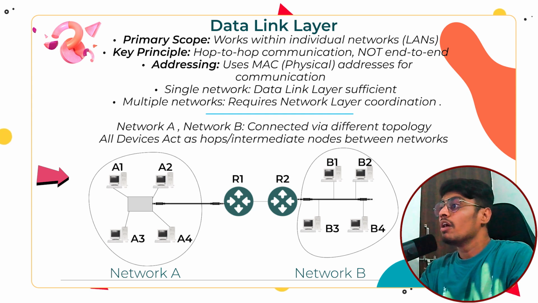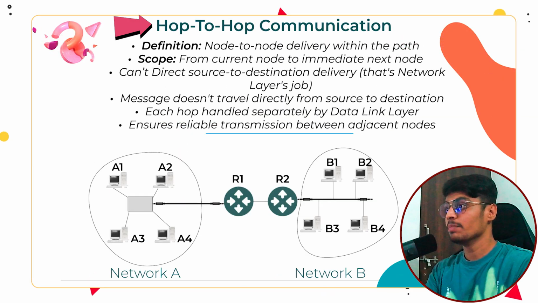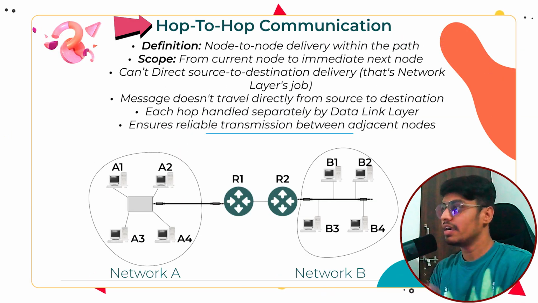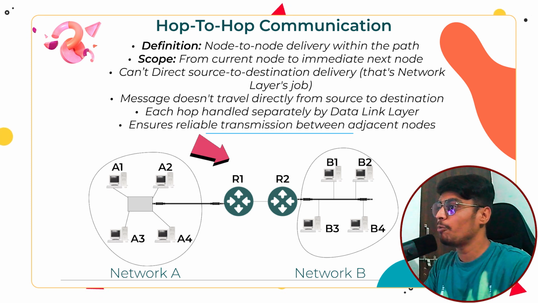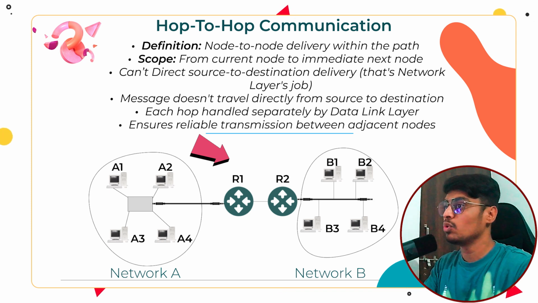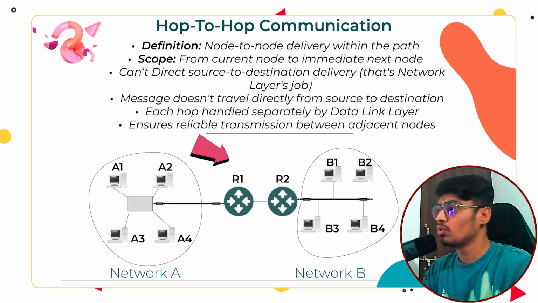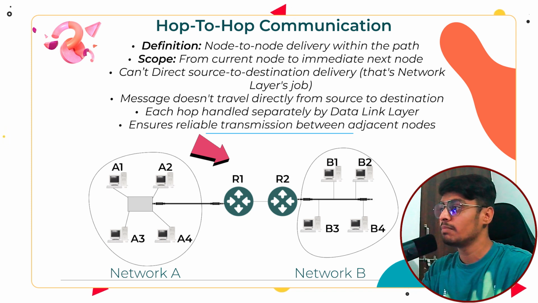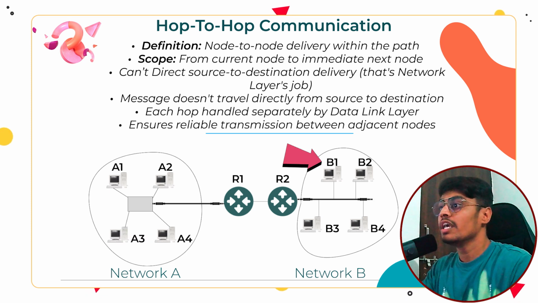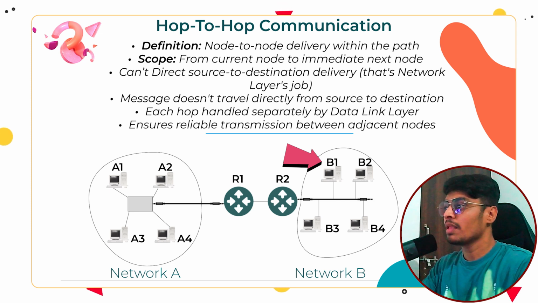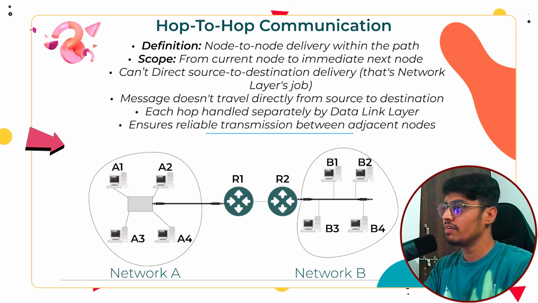Now if we talk about hop to hop delivery, a hop is nothing but a device. A single device connected in a network is a hop, or we can say node. Here in the middle I have represented the routers R1 and R2. Multiple networks are connected through routers. These routers we can also call hops or intermediate nodes. Let's say here A4 wants to send data to B1. A4 here is the sender and B1 is the receiver.